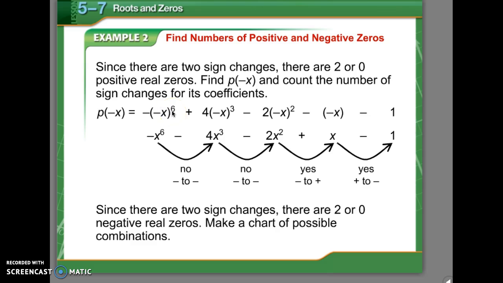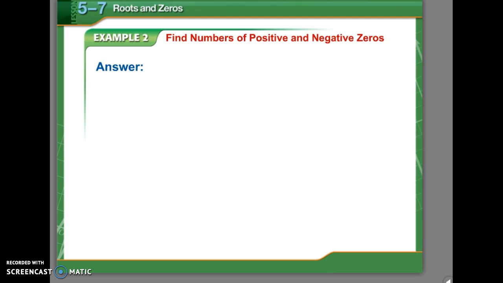Negative x to the 6th is just x to the 6th. Negative x to the 3rd is negative x to the 3rd, so this sign changes. This sign did not overall change. This sign right here did not change in the end. This sign did. Negative x became a positive. So we're looking at negative to negative, no change. Negative to negative, no change. Negative to positive, yes, change. Positive to negative, yes, changed again. So there could be 2 negative real zeros, or there will be none, 0 negative real zeros. And we're going to make a chart of all the possible combinations.